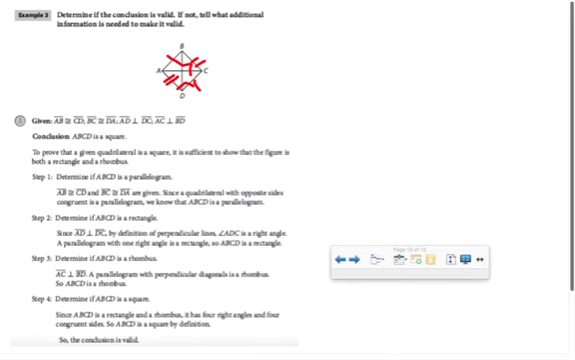So it says step 1, determine if it's a parallelogram. I've already talked about how those two pairs of congruent sides make it a parallelogram. Step 2, determine if this is a rectangle. And it is because it's a parallelogram having at least one right angle. Determine if it's a rhombus. It is because the diagonals are perpendicular. So since the quadrilateral is a rectangle and a rhombus, by definition, it will also be a square.